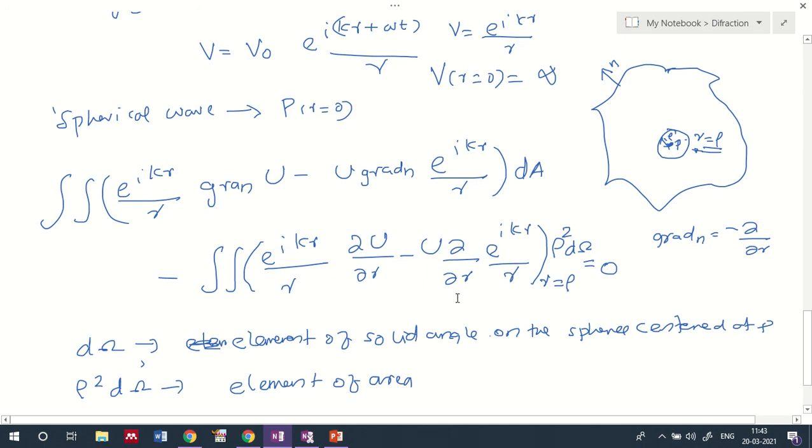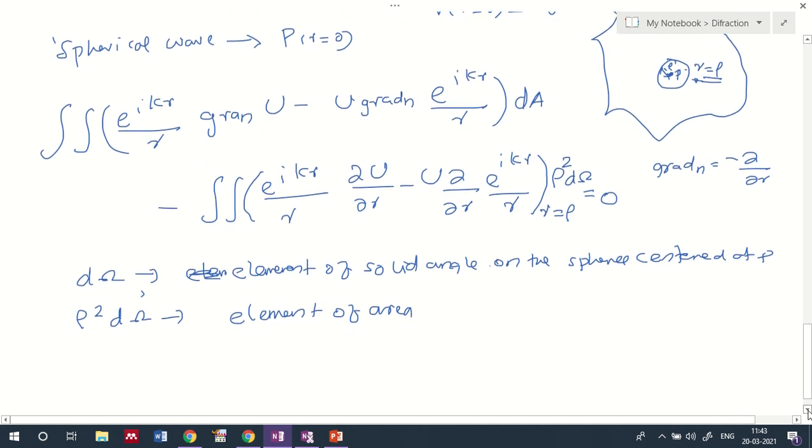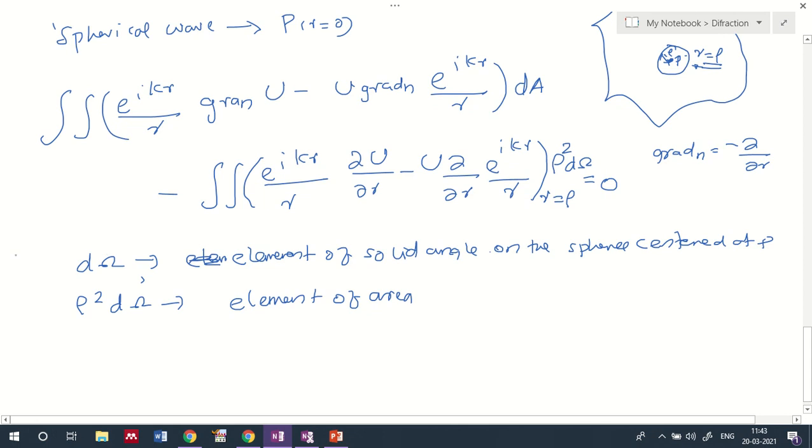Also, why didn't we take v0 e raised to i omega t? If you take that as a common factor, then v0 e raised to i omega t will cancel out, because it is a common factor in both v. So that's why we didn't represent it in that equation.